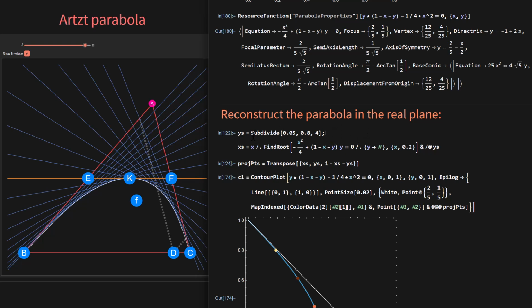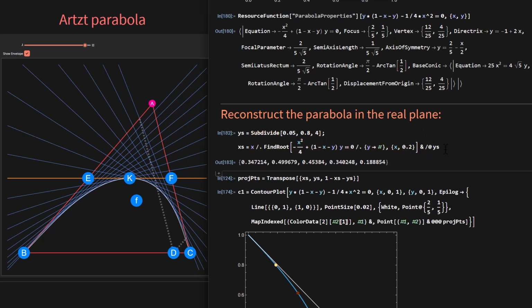So what you can do is, for example, choose 5 points on this curve. Subdivide means I divide 0.05 to 0.8 into 4 divisions of equal distance. If we divide into 1 division, then we have 2 endpoints. If we divide into 2 sections, then we have 3 endpoints, including the middle one, of course. So in general, if we divide into n pieces, we should have n plus 1 points. This is exactly the idea behind it.